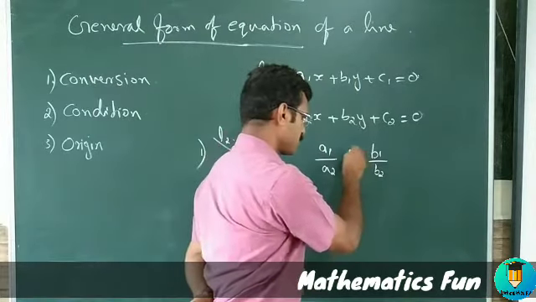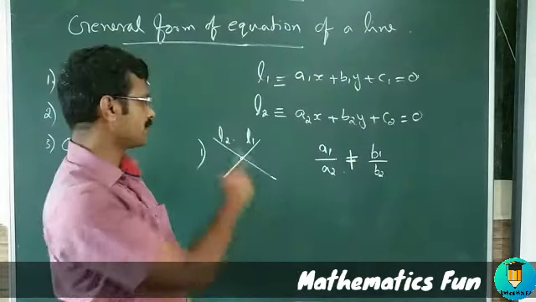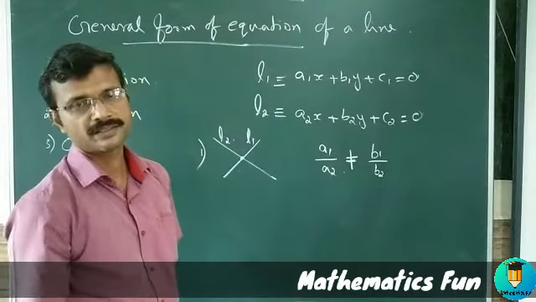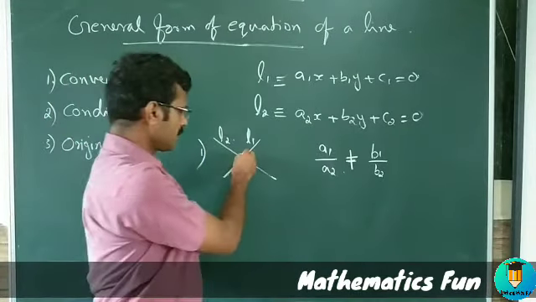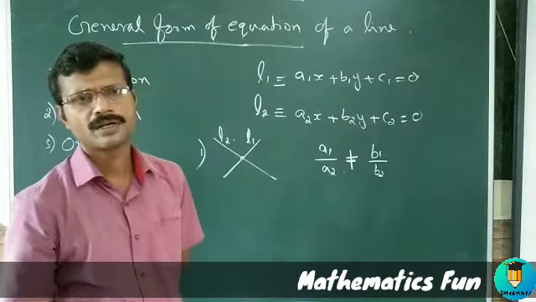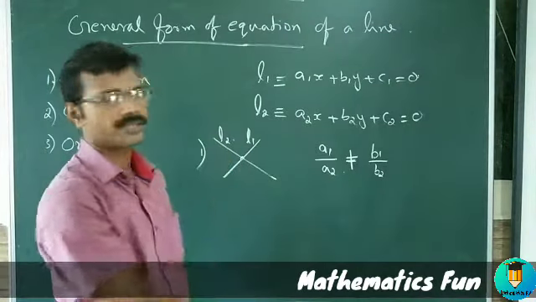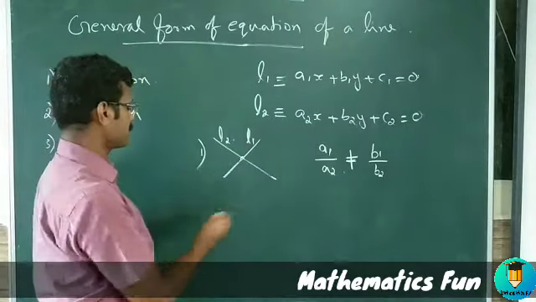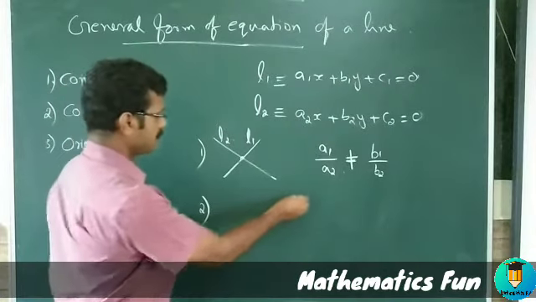If this ratio is not equal, then the lines are intersecting. That means there will be one point of contact, we can say. This is one situation.